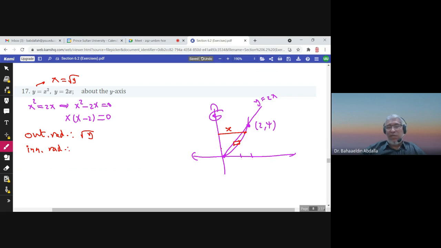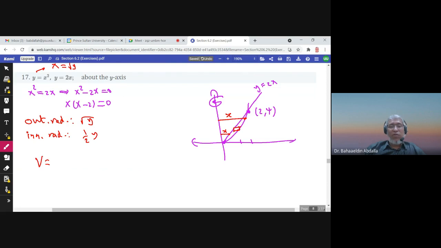The inner radius is the distance from the axis of rotation to the inner curve, which is again x, because this point has x, y. But this time x is on the line. X on the line is half y. So the inner radius is half y. And the volume would be given by dy, so y runs from 0 to 4. Outer radius is square root of y. When you raise it to the power 2, it's y. Half y, when we raise it to the power 2, it's 1 over 4 y squared, dy.